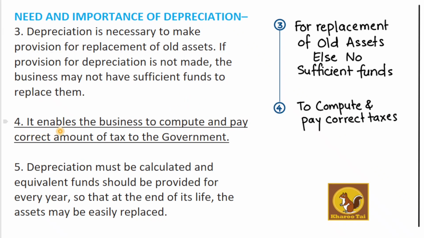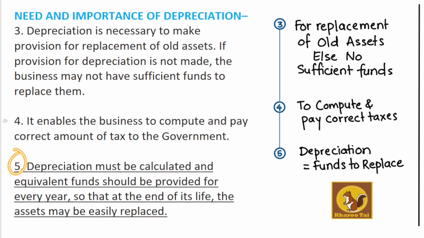Fourth point, it enables the business to compute and pay the correct amount of tax to the government. So if you want to calculate and pay the correct amount of tax, you need to know the correct profit or loss of the business. For that, you have to charge depreciation. Then you can pay the right amount of taxes to the government.